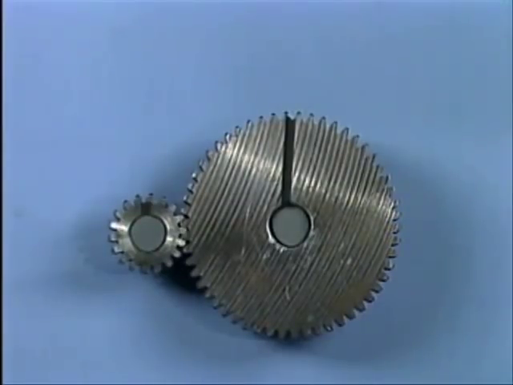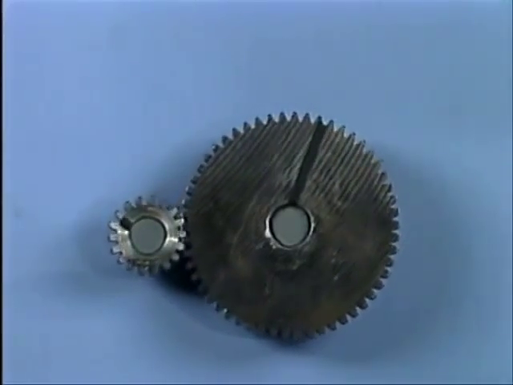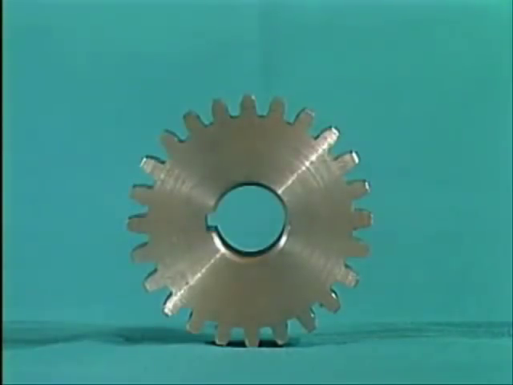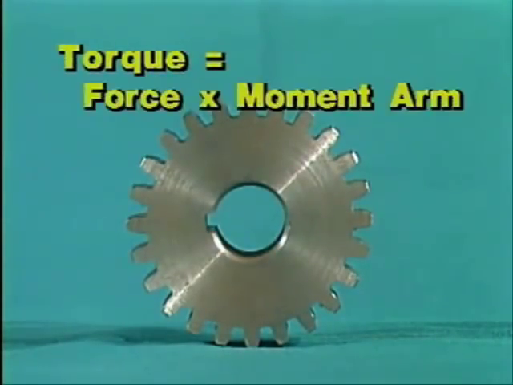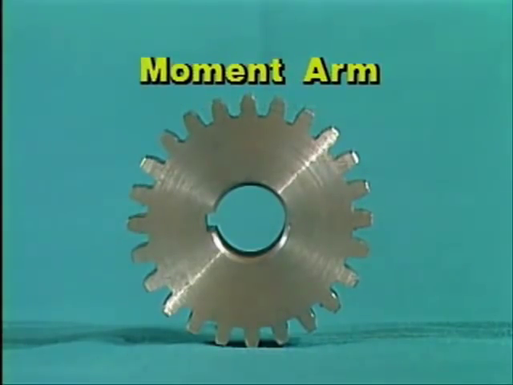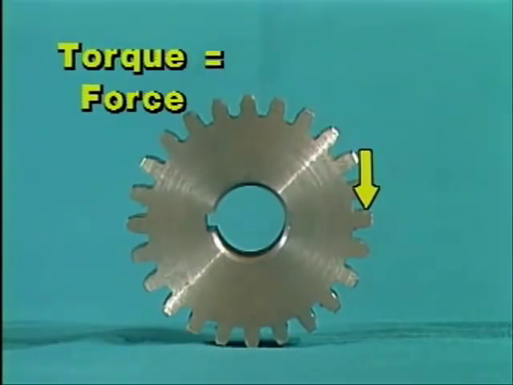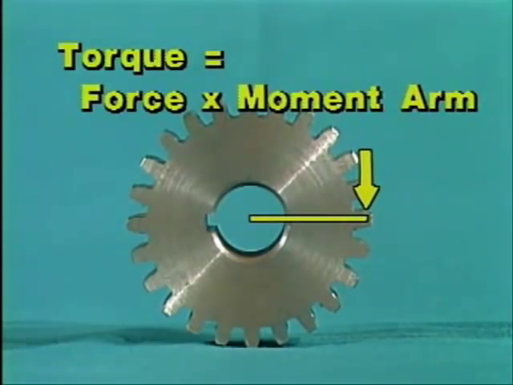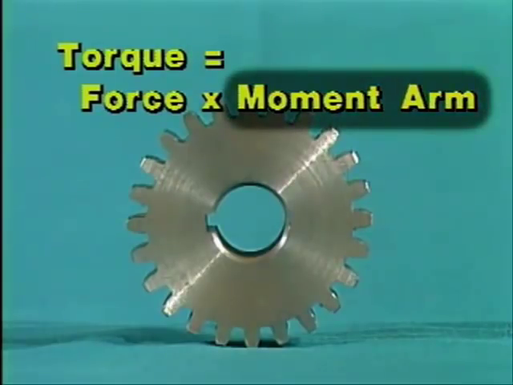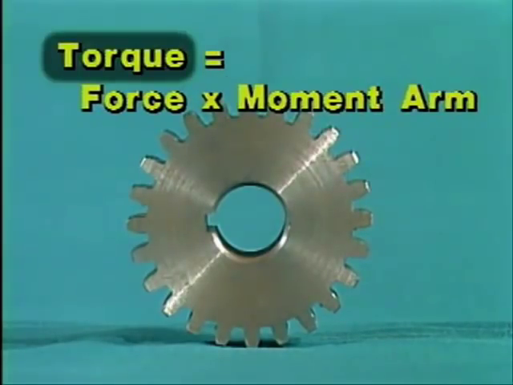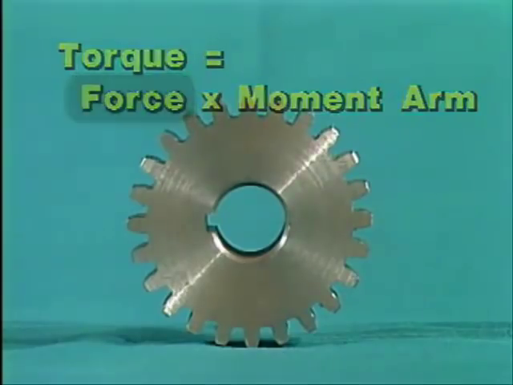You'll recall that torque is a force that produces or tends to produce rotation. The torque that's produced by a gear is a product of force and the gear's moment arm. The term moment arm stands for the distance from the center of a gear's rotation to the point at which force is applied. So, torque equals the force that's applied to a gear times the gear's moment arm. This means that the longer a gear's moment arm, the greater the amount of torque that's produced for a given amount of force.